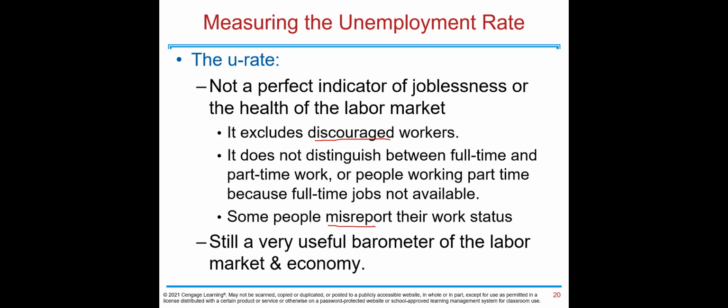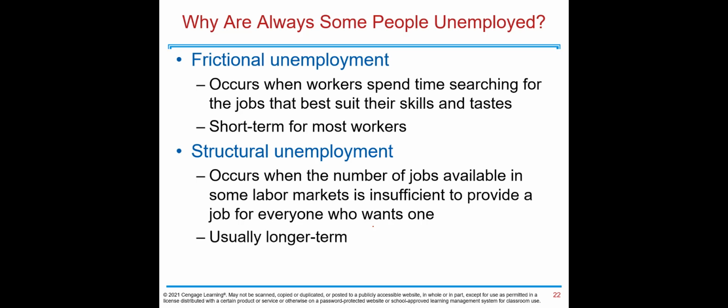But still, the unemployment rate is a very useful barometer of the labor market and the economy. Now let's understand different types of unemployment. The first one is frictional unemployment. Frictional unemployment occurs when workers spend time searching for the jobs that best suit their skills and tastes. This is short term for most workers, but remember, the natural rate is a long-term unemployment rate, and it includes frictional plus structural. And the unemployment rate that you see currently is the sum of the natural rate plus the cyclical unemployment.